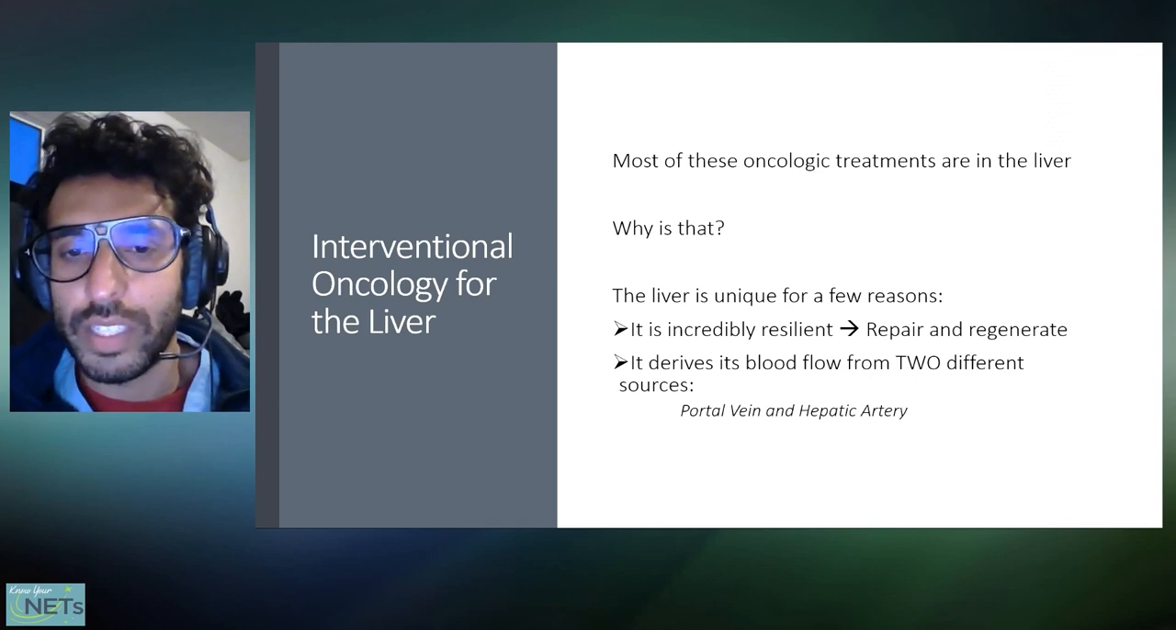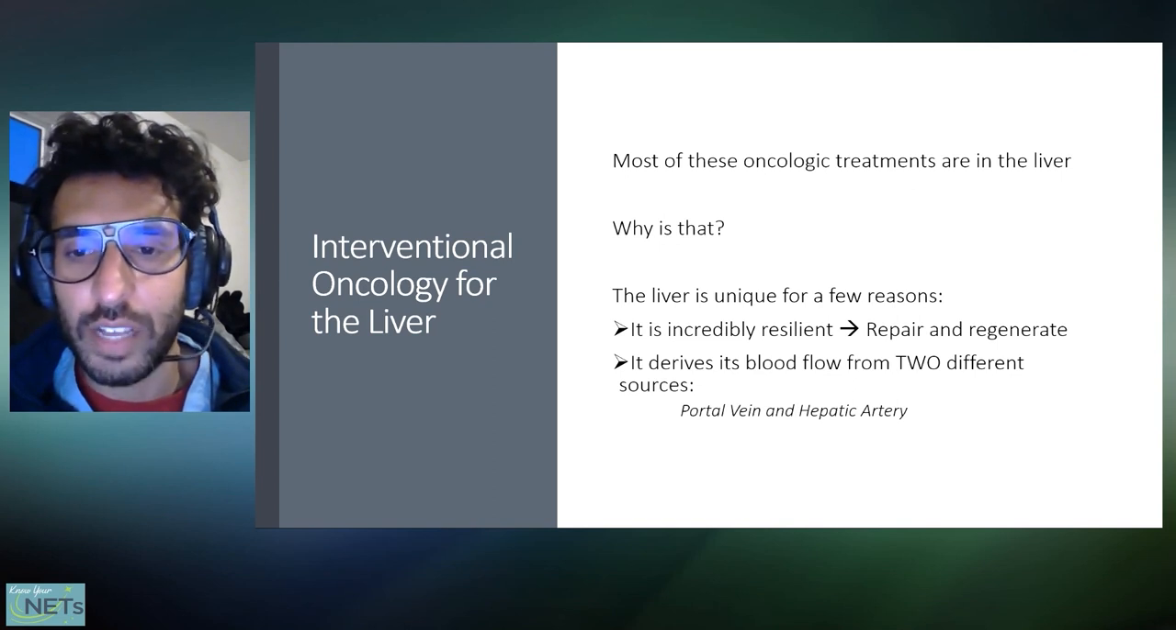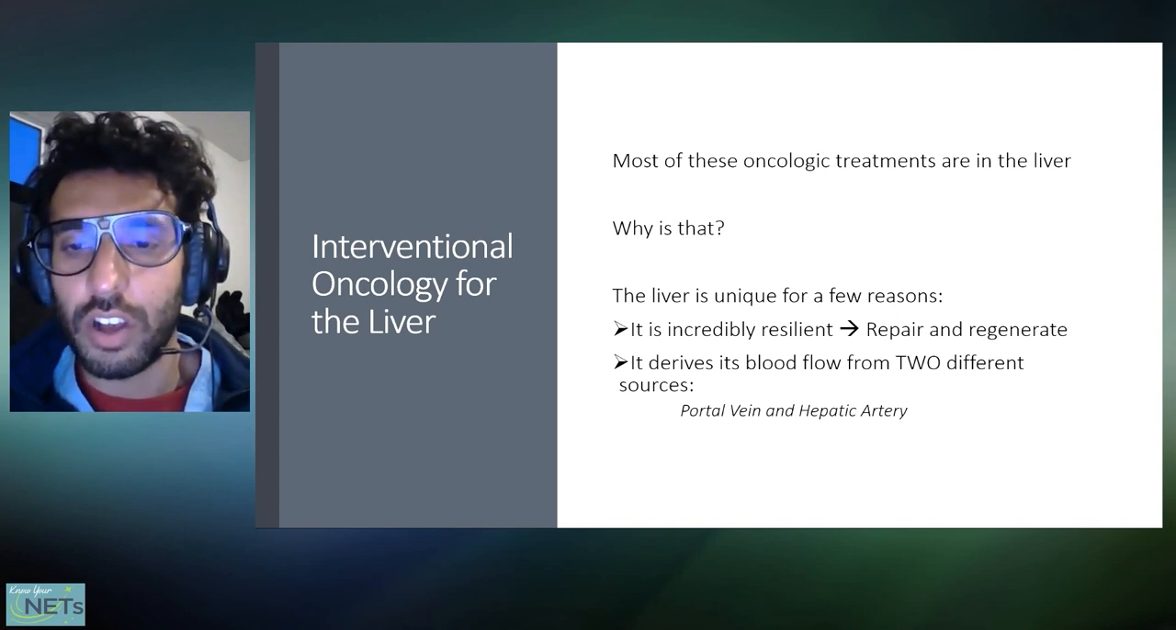So the first reason that it's unique is that it's incredibly resilient. It has this remarkable ability to repair and regenerate itself. And we see this with alcoholics. You have to drink for many, many years before you can go into liver failure. The reason is that the liver can take a punch and then regenerate itself and bounce back.